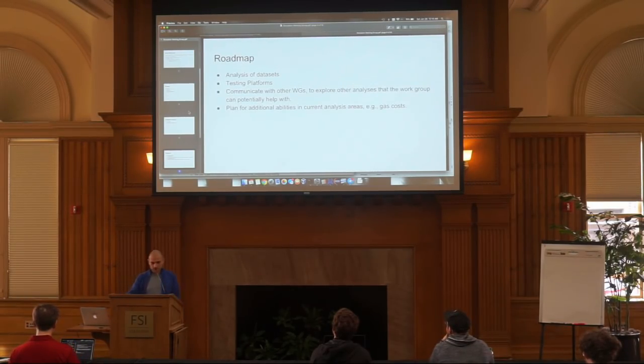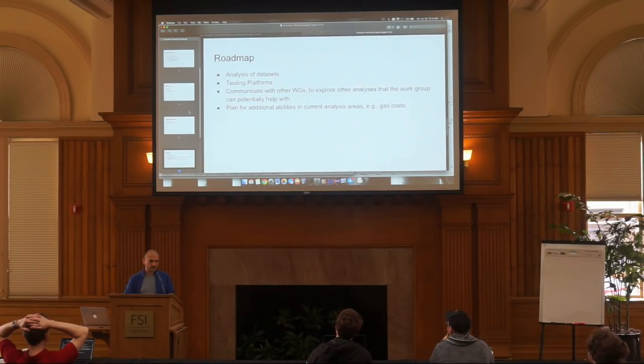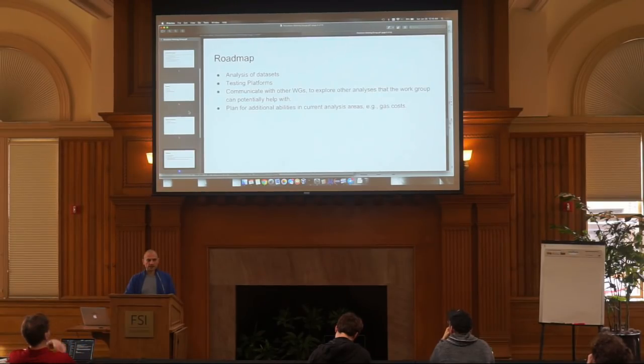So the roadmap for the working group is collecting data, doing analyses, working on the code bases. One of our goals here this weekend is to figure out who else we can talk to, who else wants to get involved, and communicate with other working groups.